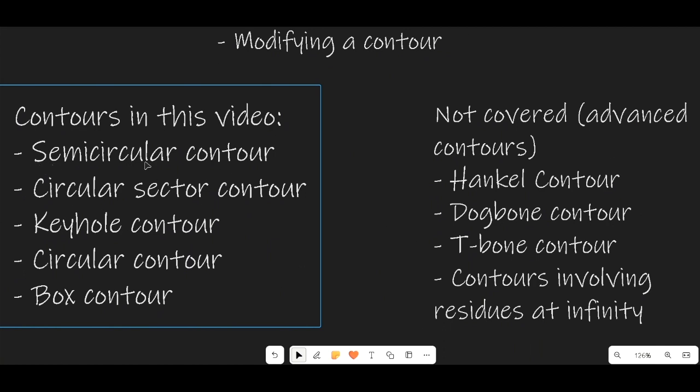We will be covering the semicircular contour, the circular sector contour, the keyhole contour, the circular contour, and the box contour. Now, there are some contours that we won't cover because they're a little bit more advanced or they're just not useful for our purposes.